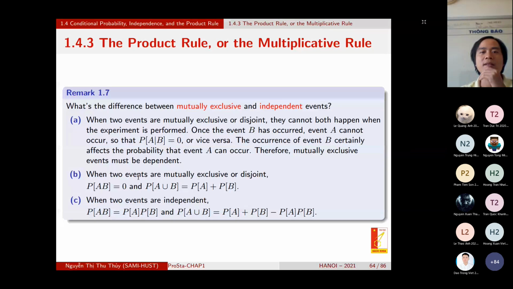And how about the case when the two events are independent? Can we derive that they are mutually exclusive? The answer is no. If two events are independent, we don't know whether they are mutually exclusive or not.